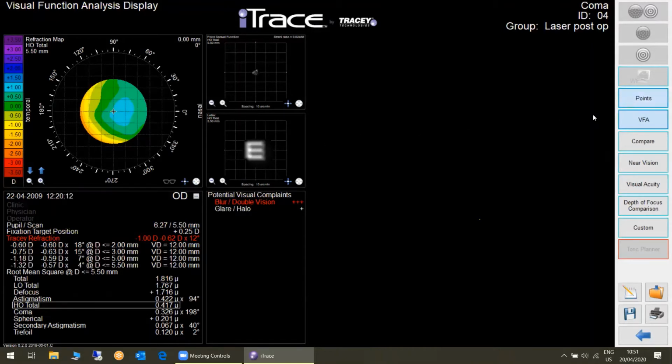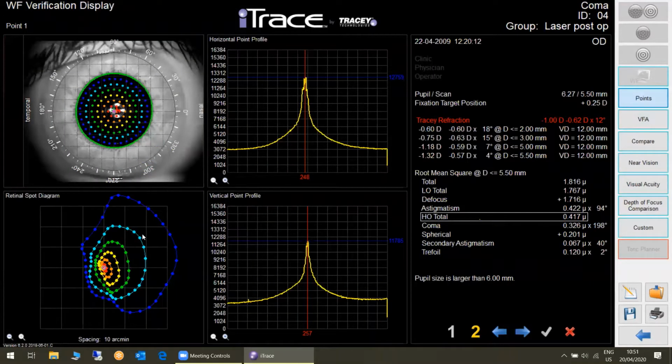So this means that you have to measure the patient in a dark room. Or let's say that we should try to get the pupil as big as possible in a natural way, without medication, without drops, so that we get the biggest scotopic pupil that we can have, and then you can identify the problems. So here this patient has coma and spherical aberration.